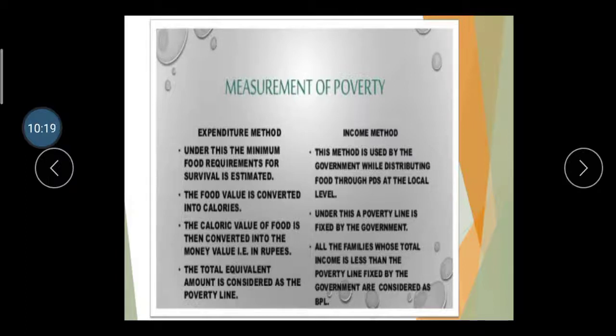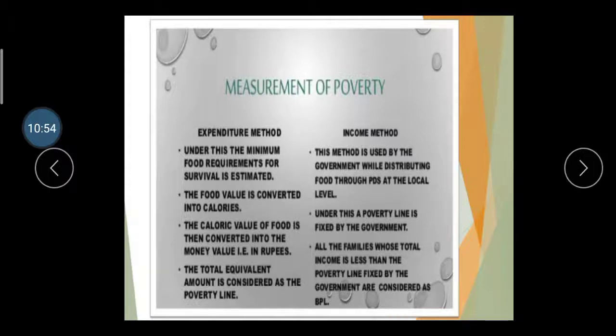And the income method is used by the government while distributing food through the PDS. PDS means public distribution system, like the rationing shops, right? At the local level, when they provide subsidies and help to poor people, they consider the income level and provide the BPL card, meaning below the poverty line, and APL cards, meaning above the poverty line, and according to that they provide ration from the rationing shop.